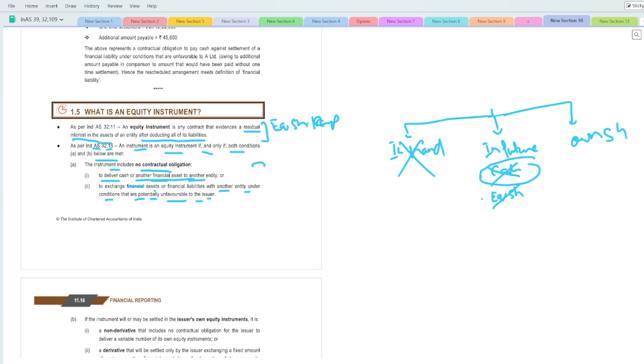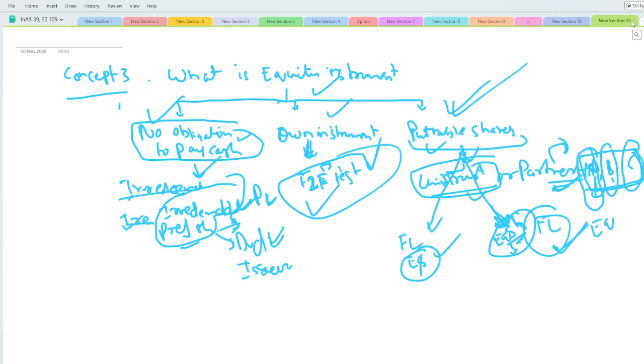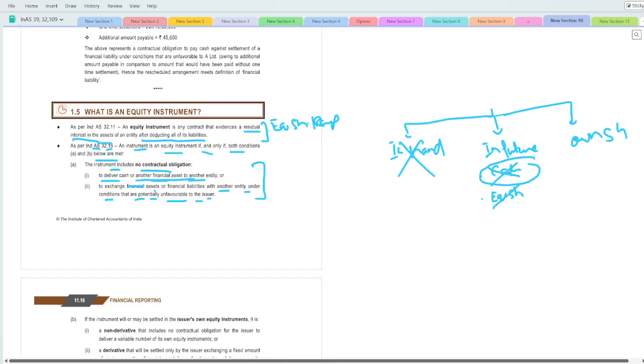What I told you in yesterday's class, or maybe in the first part, is that there is no obligation to pay cash. If you do not have any obligation to pay cash, then you will be considering it as an equity instrument. This is what the first portion is trying to say. If you do not have any contractual obligation in the future to pay cash or another financial asset to another entity, and to exchange the financial asset and the financial liability.